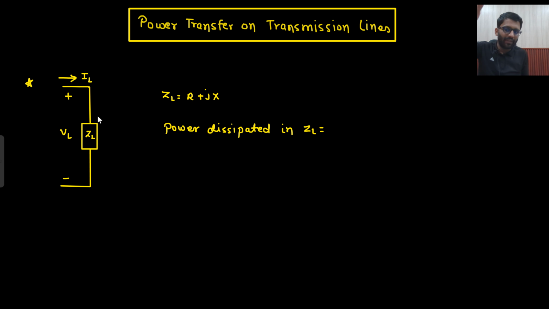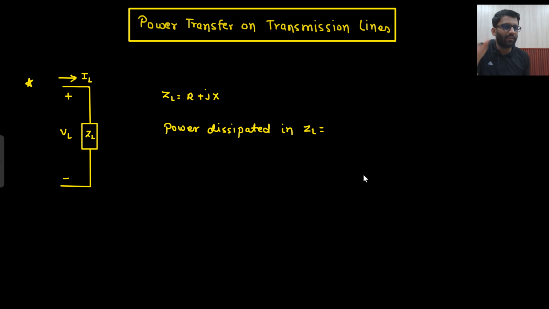So this is a ZL impedance. Across this ZL impedance we have VL voltage, and because of this VL voltage some IL current is flowing in this ZL impedance. Now this ZL impedance is R plus jX. So what will be the power dissipated in ZL? A lot of ECE students will find this question difficult because they do not study complex power in that much depth. So I will simply tell you how to find the power dissipated in ZL.